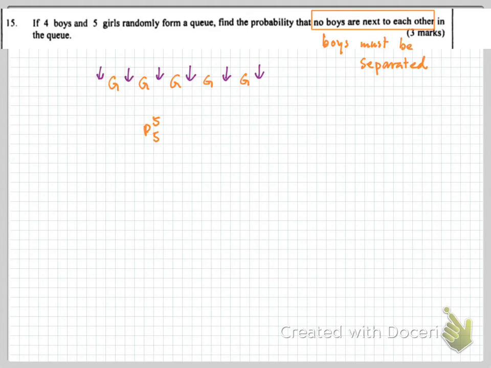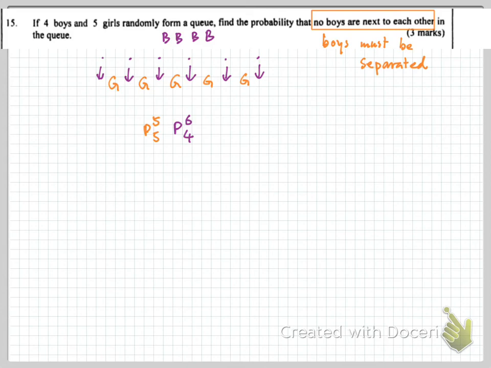Now between the girls, inclusive of the beginning and the end, there are 6 positions: 1, 2, 3, 4, 5, 6. We put the 4 boys into these 6 positions. To do that, we have 6 ways. If we did that, we can guarantee that no boys are together. The boys must be separated. Remember, that's how we do it with must be separated. So that is 5P5, the number of ways to line up the girls, and 6P4, the number of ways to put the boys in between the girls.